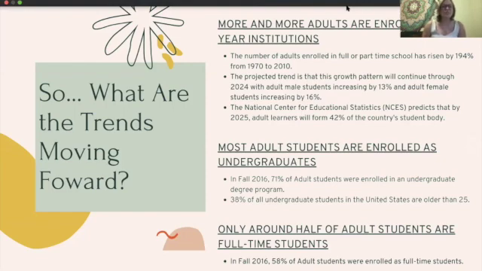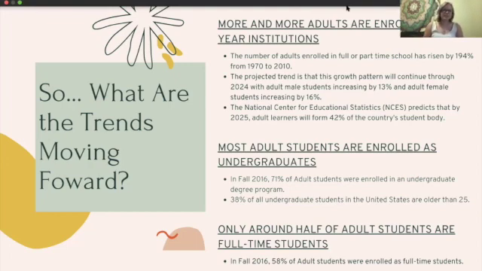I would also like to note that this does uphold a gender binary here by categorizing the students in this way, and there was not an option for non-binary students. But these are the statistics that we have to work with, and so it's just something to note and take with us as we conduct research down the road so that we can be more inclusive in the numbers that we're providing. But anyway, side note aside, the National Center for Educational Statistics predicts that by 2025, adult learners will form 42% of the country's student body. So that is a huge amount of non-traditional students, and obviously that is going to impact higher education in the future.